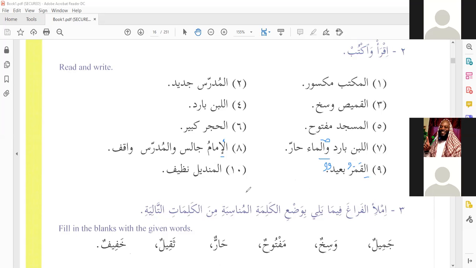And finally, the Sheikh family, number 10. المنديل نظيف. Very good. Excellent work. The grammar is perfect. This is a dhamma, just one, because it is the mubtada, and the mubtada we know is ma'rifa and marfu', and nadhifun has two dhammas. It has tanween because it is khabar, and the khabar is marfu' and nakira. It's indefinite. How do we know it's indefinite? Because of the tanween.